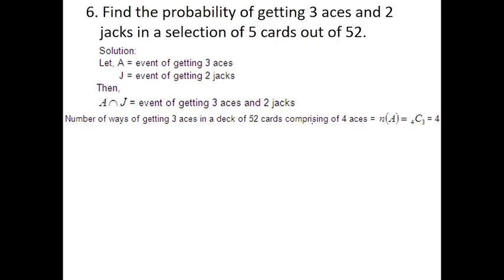So, alam natin na apat lahat ng aces, no? Yung ace cards dun sa 52. At tatlo lang ang nire-require sa problem. Diba? 3 aces and 2 jacks. So, yung number of ways na, number of possibilities, i-compute natin. 4 lang yon yung number of possibilities.